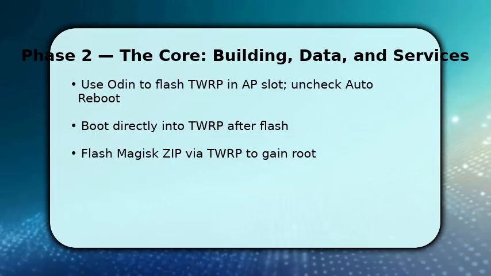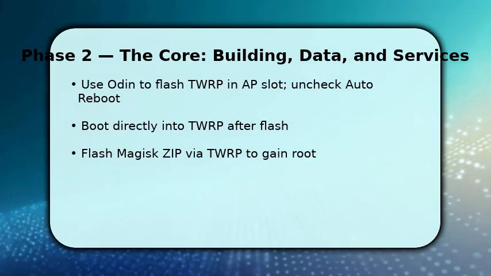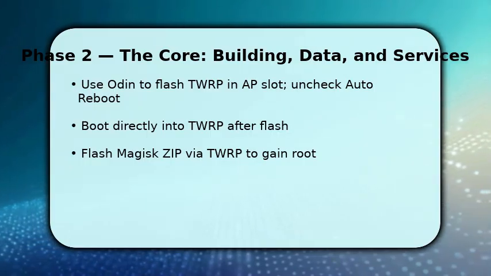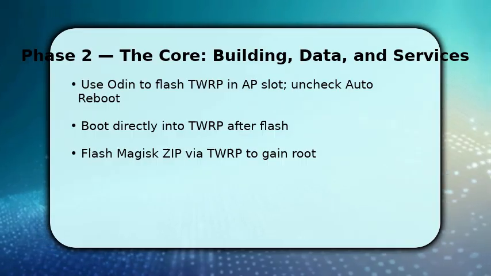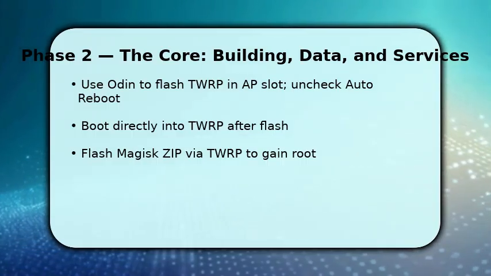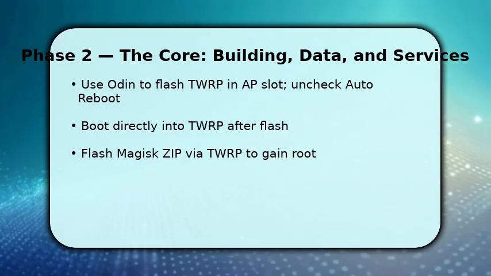With TWRP ready, use Odin to flash the recovery image into the AP slot and make sure auto reboot is unchecked, otherwise stock recovery may overwrite it. Once flashing finishes, boot straight into TWRP using the hardware key combo, because letting Android boot will replace TWRP.